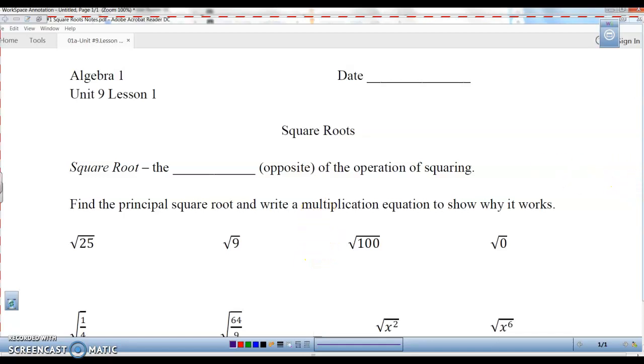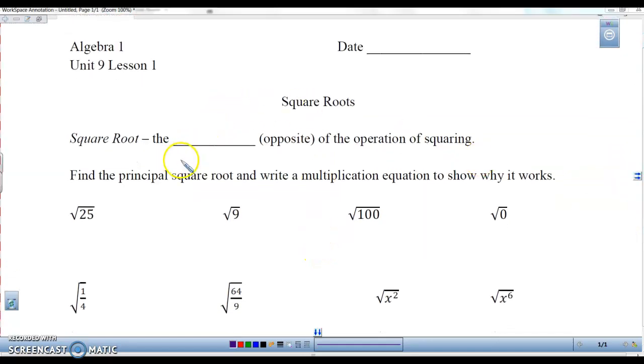Okay, so what is a square root? Well, a square root is the inverse or opposite operation of squaring. It's how you unsquare something. Basically, what you want to know is what was squared to get the answer that's underneath the radical. So this is the radical symbol right here, or the square root symbol.